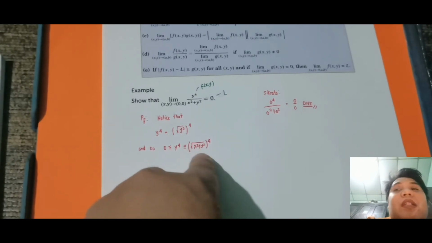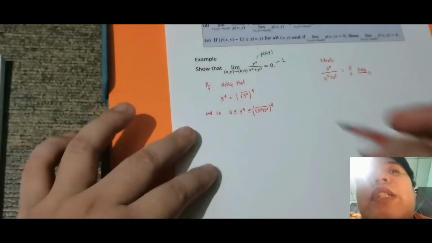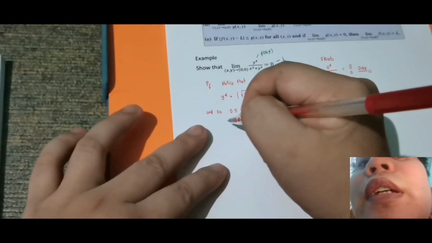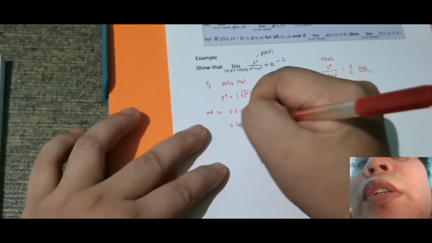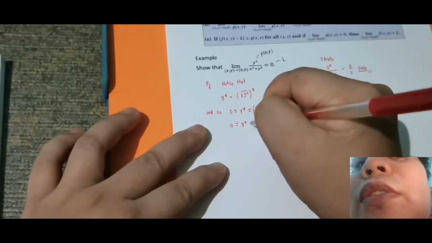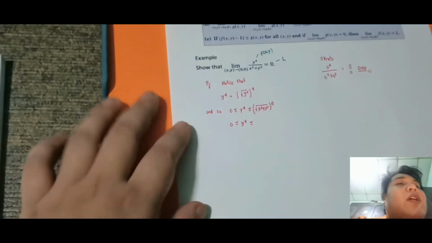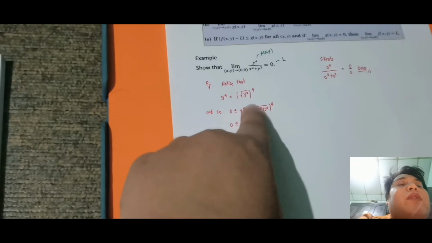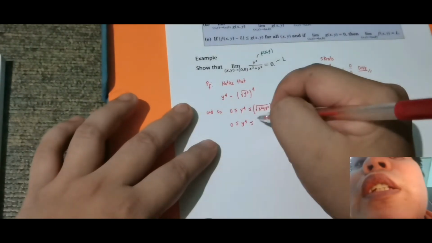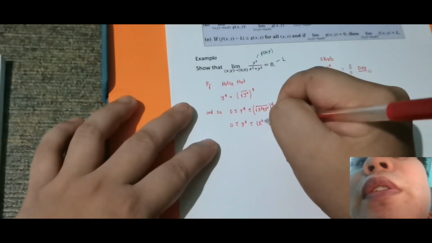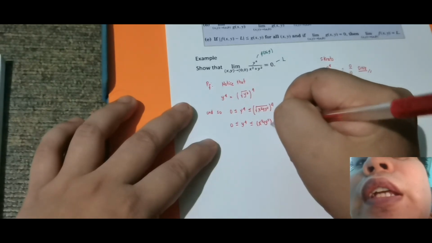Okay, notice na pag sinimplify natin to, this is just 0 less than or equal sa y to the fourth. So pag pinasok natin yung raised to the fourth na yan, 1/2 yung exponent. So 1/2 times 4, that is 2. Meaning this is just x squared plus y squared raised sa 2. Okay? So may nakuha na akong gagamiting inequality. Meaning, kaya kong magkaroon ng bagong g of x, y.